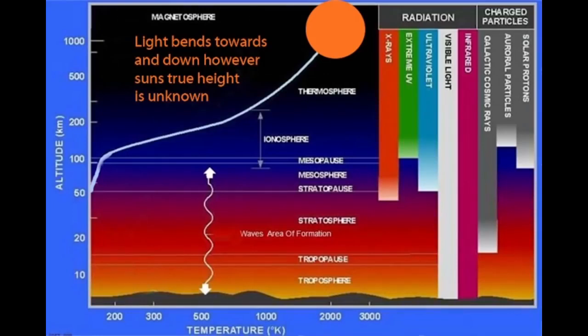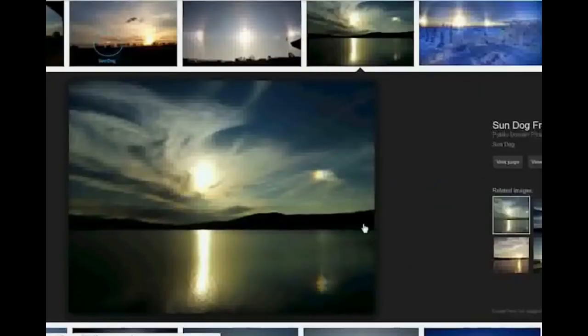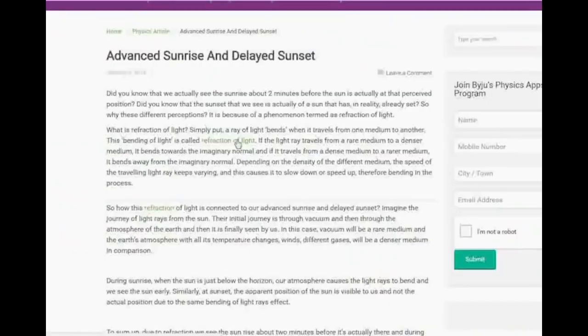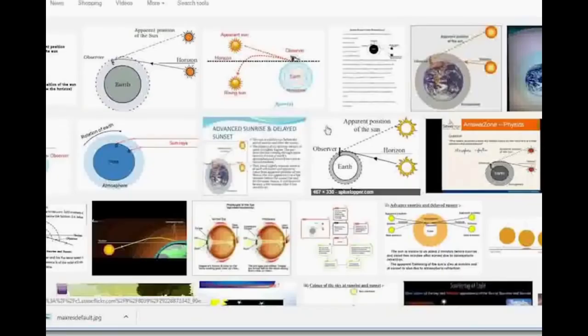I'm going to assume that because of how many factors there are involved, being able to calculate this mathematically is actually impossible. However, lucky for us, we have evidence that works in favor of flat Earth. It's called advanced sunrise and delayed sunset. This is where the sun sets later than it should. Sometimes the sun rises earlier than it should. This is evidence that the sun's light bends upwards towards you.